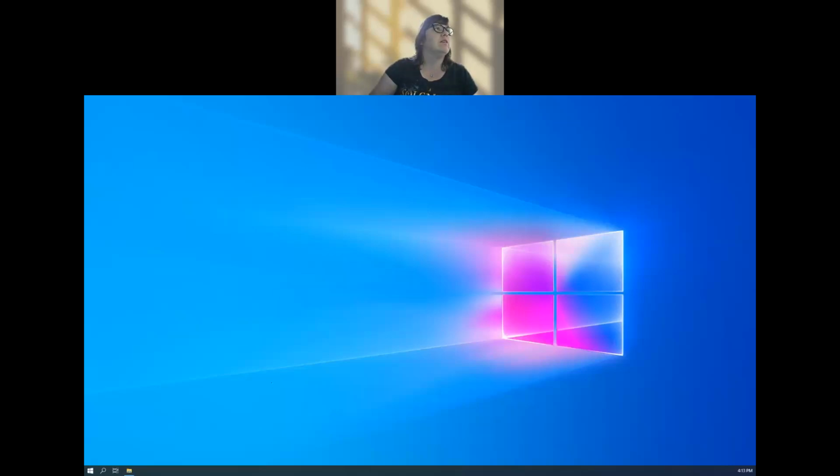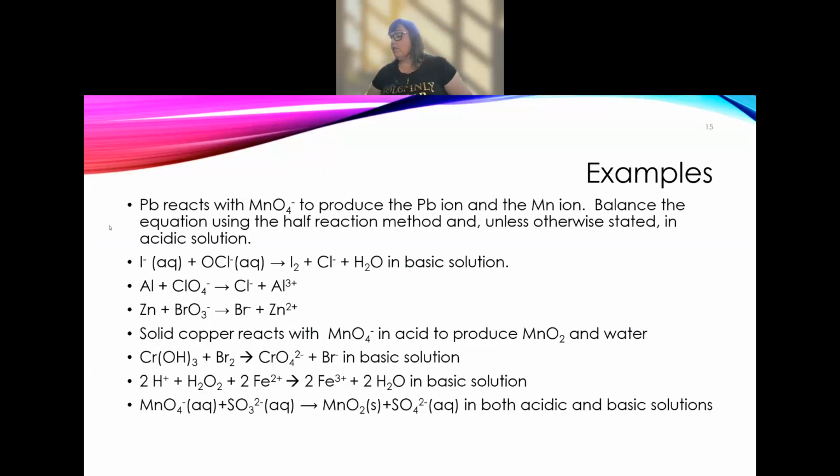Having said that, we'll go back to the slideshow from this point. I was at the point where I added 5 electrons to my reactant side. So I now have Pb goes to Pb2 plus plus 2 electrons, and 8 H plus MnO4 minus plus 5 electrons goes to Mn2 plus 4 H2O.